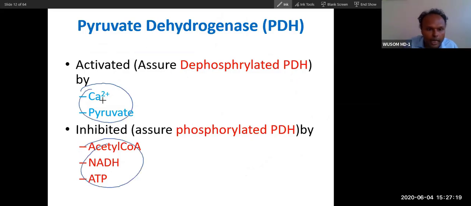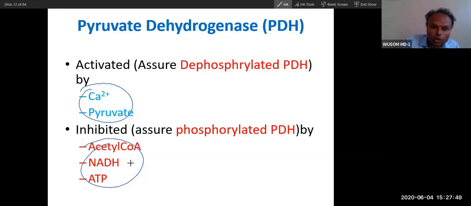Calcium and pyruvate are easy to understand because when you do exercise, you need energy, and calcium represents muscle contraction, and for muscle contraction you require energy. That is why calcium stimulates energy production by conversion of pyruvate to acetyl coenzyme A. And why energy from glucose only? Because an exercising muscle always utilizes glucose.